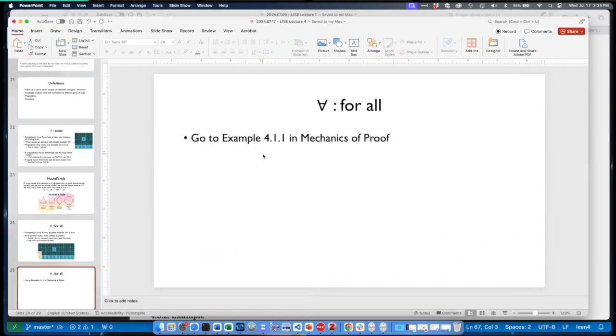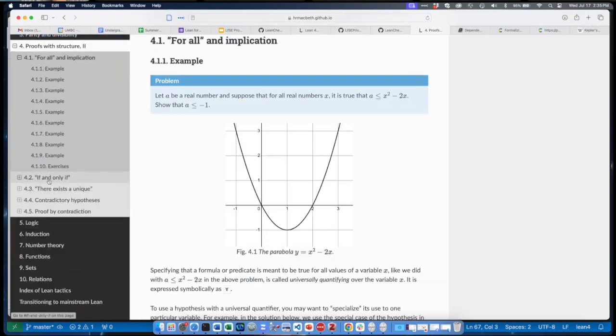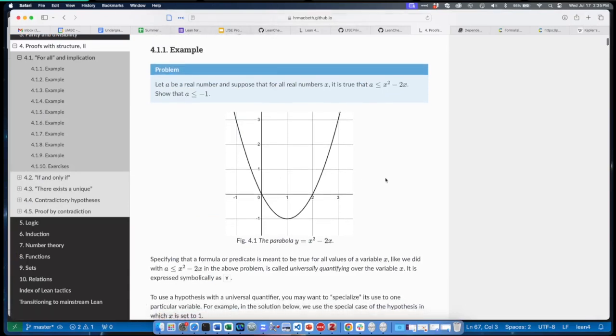So first we're going to look at example 4.1.1, and then we're going to look at a chemistry example, a physics example. All right. And that is why there exists a unique comes after for all, because it does involve combining exists with for all. Okay. So example 4.1.1.